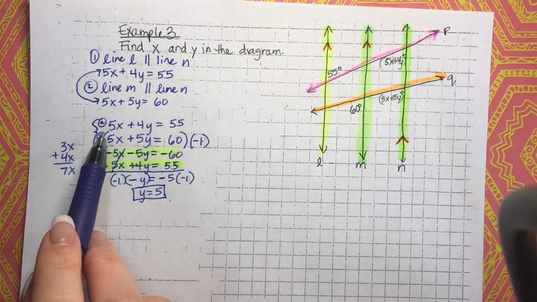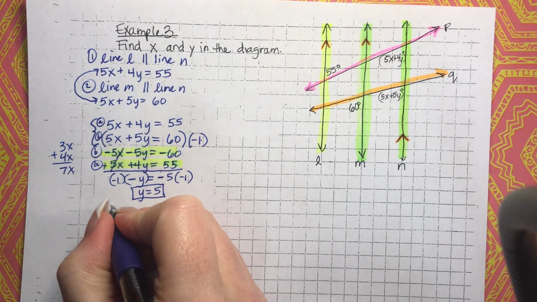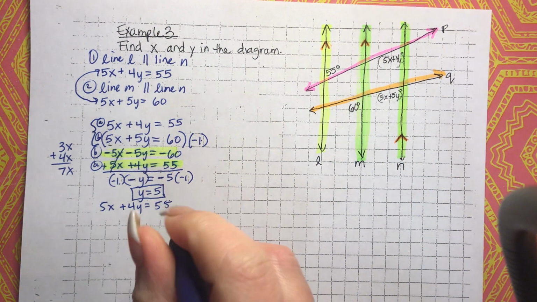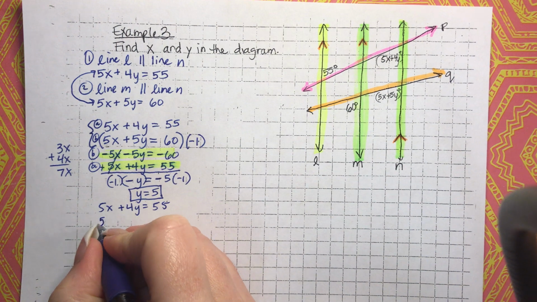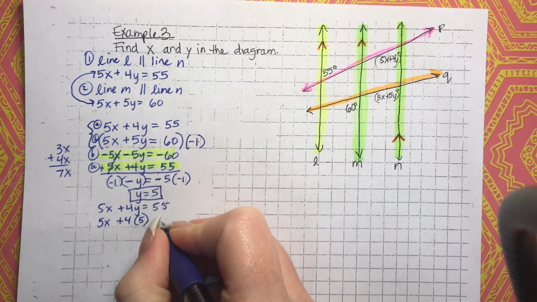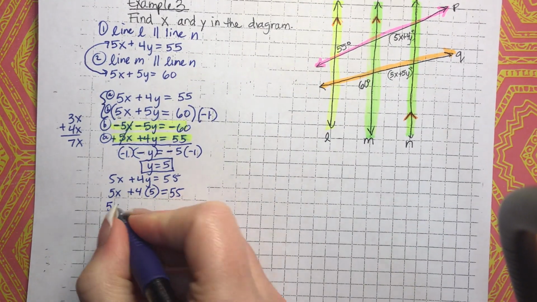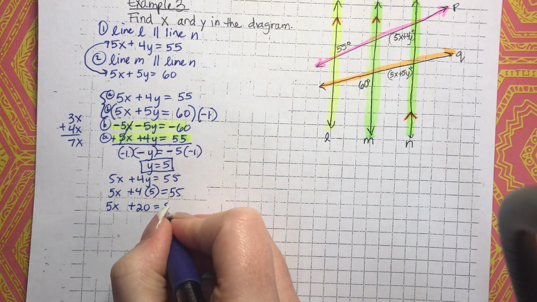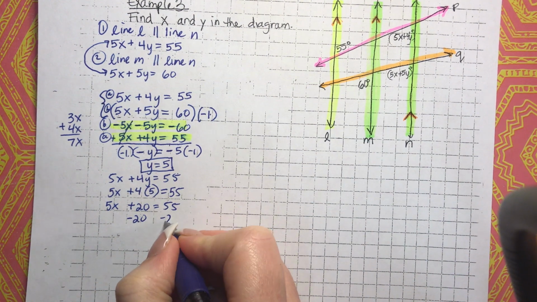So I'm going to pick one of these equations, A or B. I'll just go ahead and pick A: 5x plus 4y equals 55. And I'm going to substitute 5 in for y. So that means I have 5x plus 4 times 5 equals 55. So then we end up with 5x plus 20 equals 55. And now we're just solving for x. So we're going to subtract the 20 from both sides.